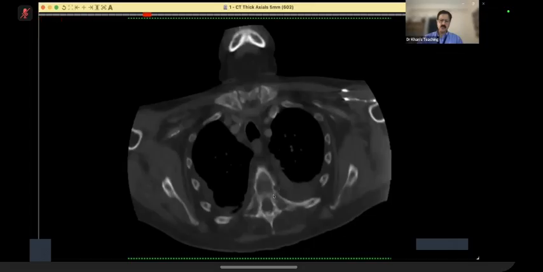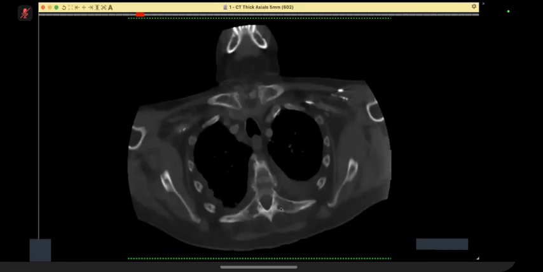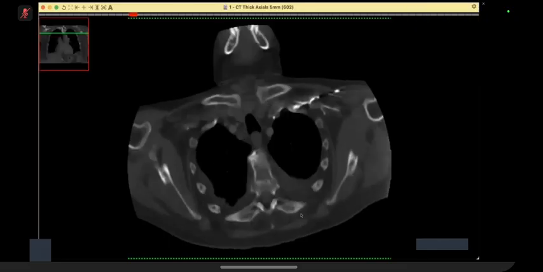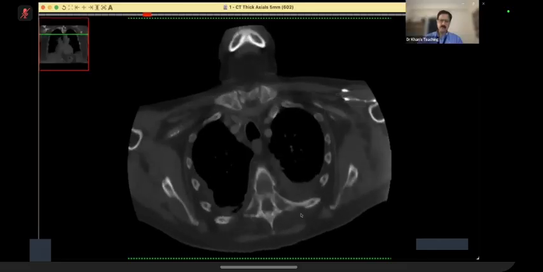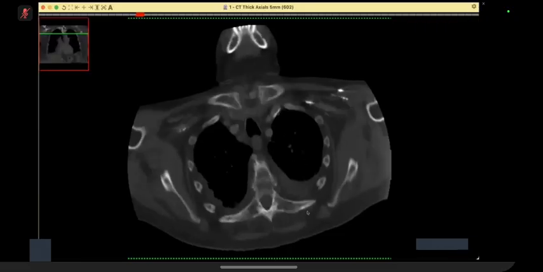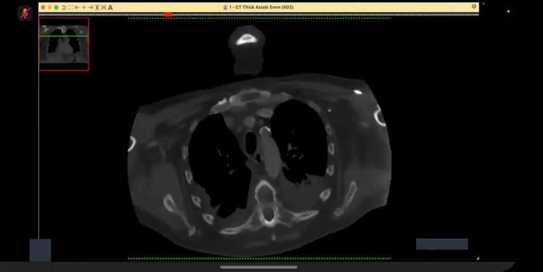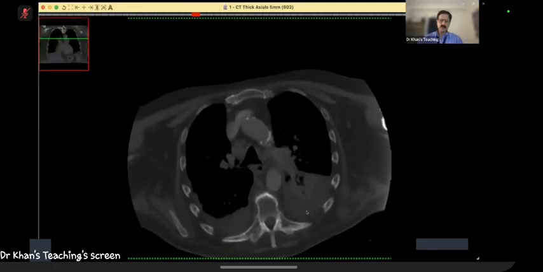Which joint is this joint? It's the costovertebral joint. Is it normal? It shows fusion with the vertebra. And what does that mean? That means that there is ankylosis happening within the bones, which could be... Anything else?